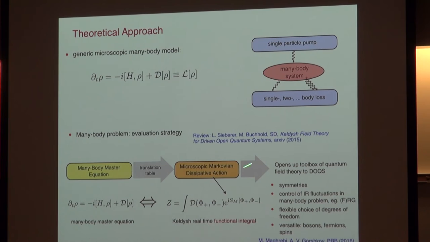We can practically control the characteristic long wavelength fluctuations that invalidate perturbation theory in many-body problems. The smallness of the coupling constant is not indicative of the smallness of the actual perturbation. To track this, we need the renormalization group. We can flexibly choose degrees of freedom, and that's very versatile. It can be applied to bosons, fermions. Recently, Alexei and Mohammad Maghrebi worked on it in the context of spin systems.